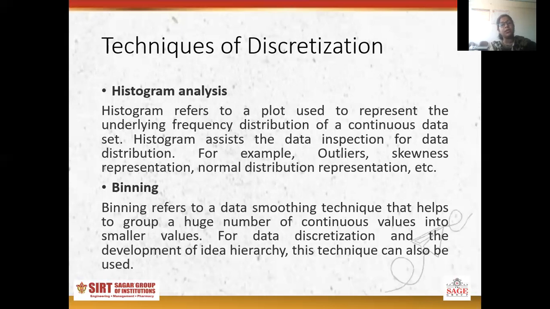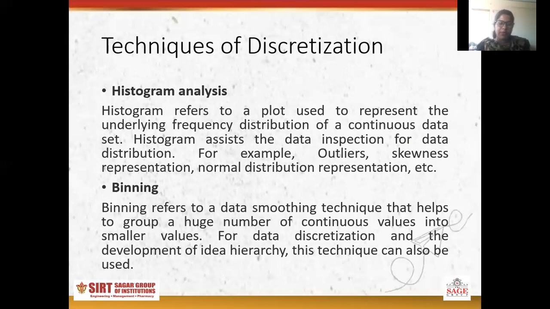Now here are the techniques of discretization. The first is histogram analysis. Histogram refers to a plot used to represent the underlying frequency distribution of a continuous data set. Histogram assesses the data for inspection of data distribution, for example, outliers, skewness representation, normal distribution representation, etc.